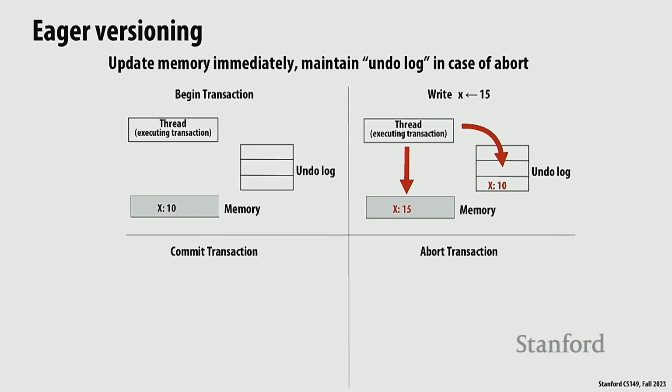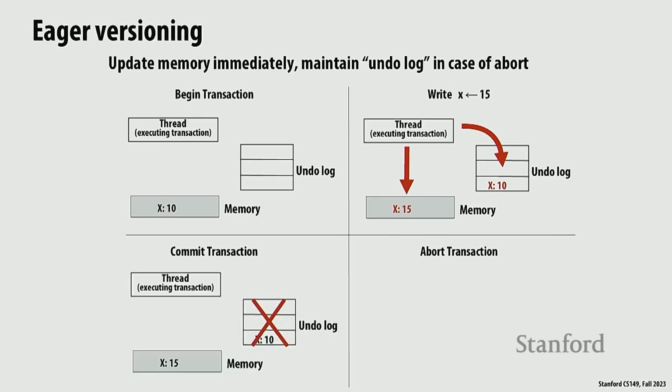So the x value of 10 goes into the undo log, and we eagerly update memory. So memory becomes 15, right? So this is good because now memory is up to date, and that is always good, right? Now, what happens when we commit the transaction? What should we do? Yeah, throw away the undo log. We're done, right? Transaction's committed, memory's up to date, we're done.